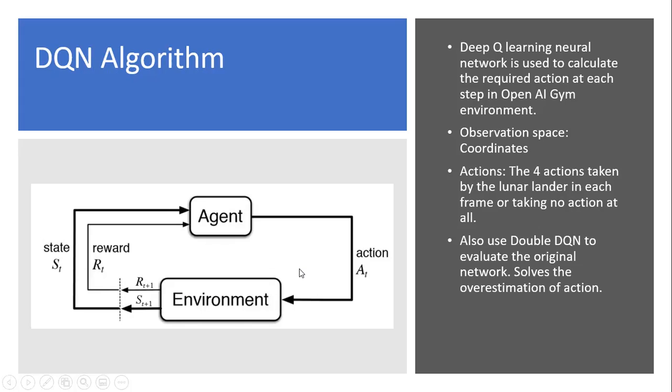As you can see here, we have an environment which is the OpenAI Gym lunar lander, and then an agent. Here, the agent is Deep Q Learning Neural Network, where we combine Q learning with a neural network. So the environment gives the reward and state to the agent, and the agent gives the action back to the environment, where there are 4 actions that can take place.